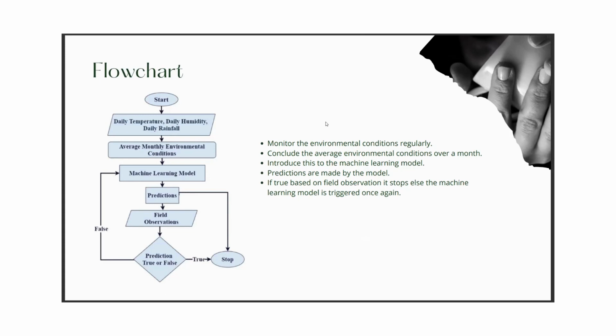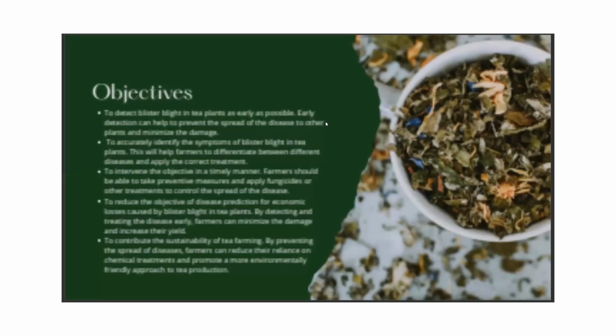the machine learning model is re-triggered to make new predictions, which are based on the updated environmental data. This cycle continues until accurate predictions are made and appropriate action can be taken to maintain healthy crops.